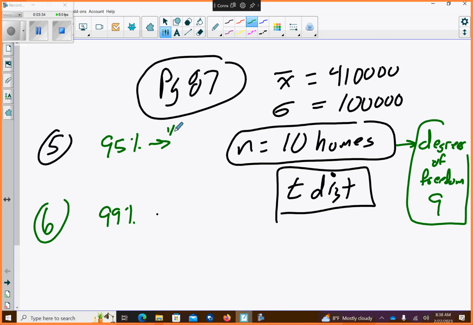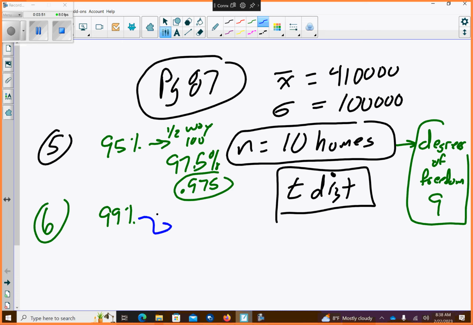So what is the halfway to 100 for 95? From 95 to 100, what's halfway? 97.5%, which means I'm going to go 0.975. And then for a 99% distribution, what's halfway to 100 there? 99.5. Very good. So that's 0.995. And guys, you just came in. We're on page 87, down at the bottom, 5, 6, and 7. All right, so we could take a look at both of those and create our confidence interval based on those.